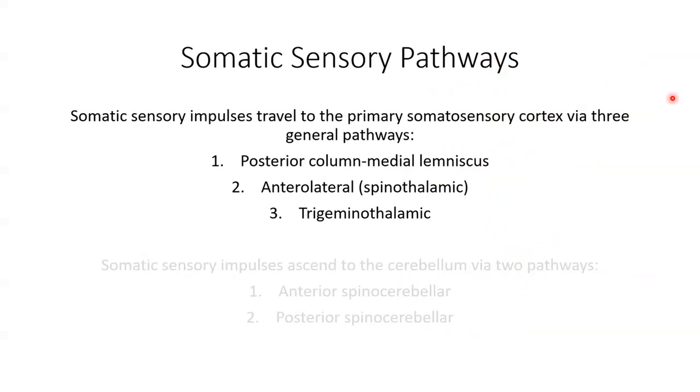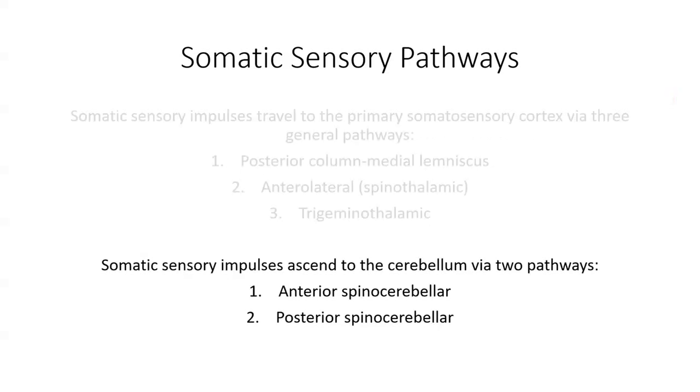So moving on now to our major somatosensory pathways, our somatic sensory nerve impulses reach this part of the brain via 3 general pathways. So these are the 3 specific pathways that I need you to know about: the posterior column medial lemniscus, the anterolateral or the spinothalamic pathway, and the trigeminothalamic pathway.